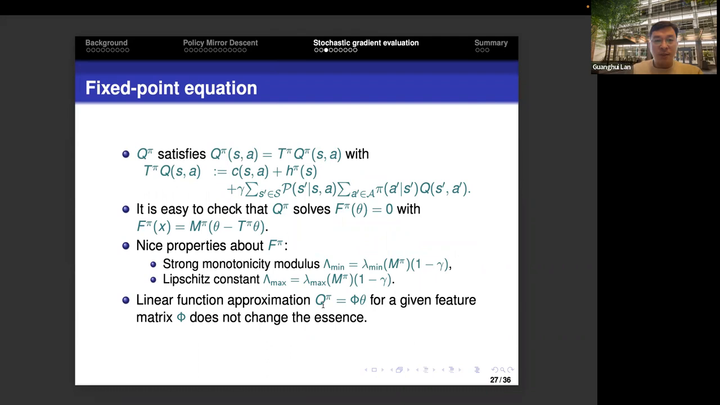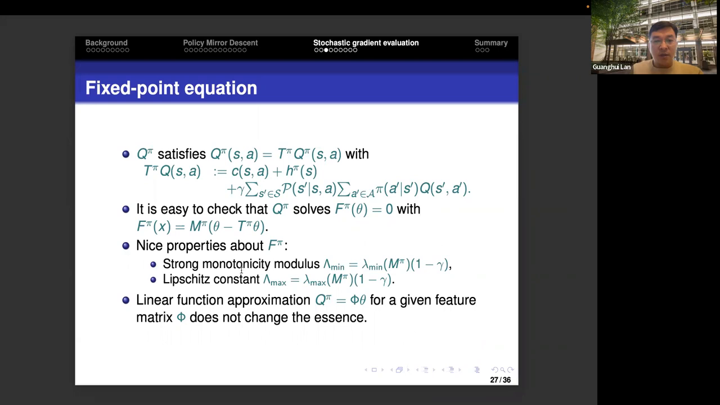Basically, what you need is to find a root of this operator F pi. You want to find F pi equal to zero. Then you can find the Q function associated with the policy pi. Basically, you solve a linear system and then you find the Q function. And the linear system is strongly monotone and Lipschitz.